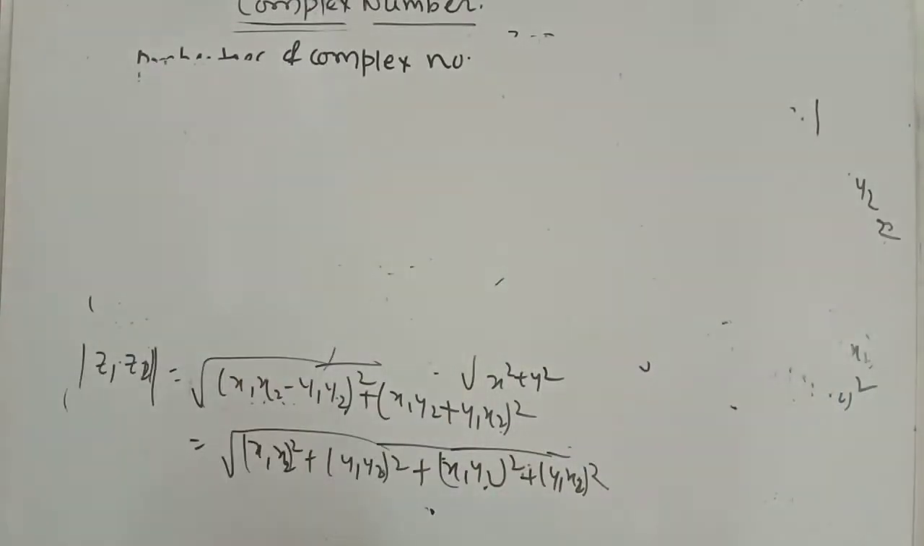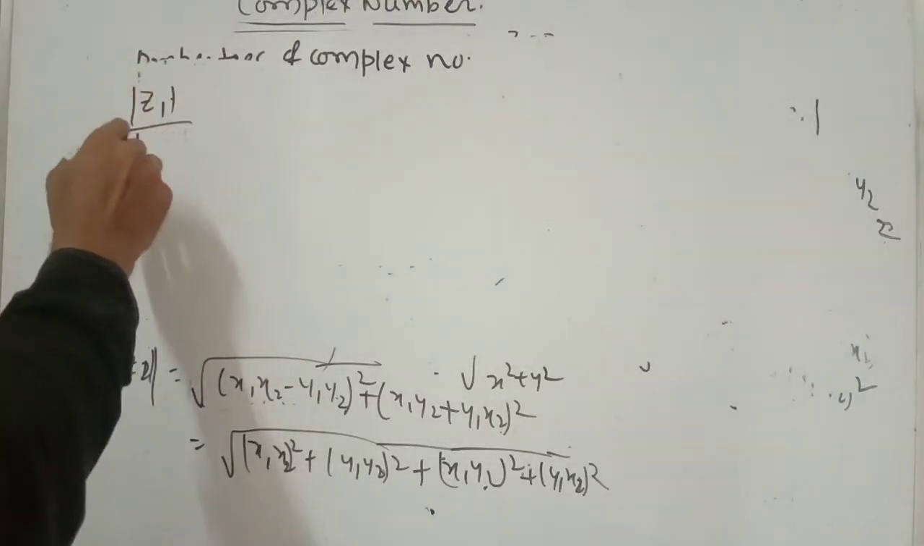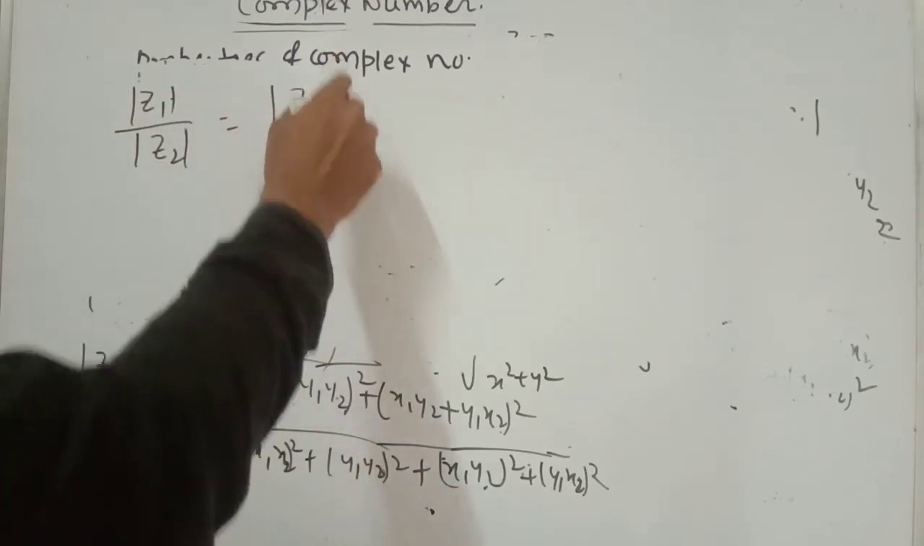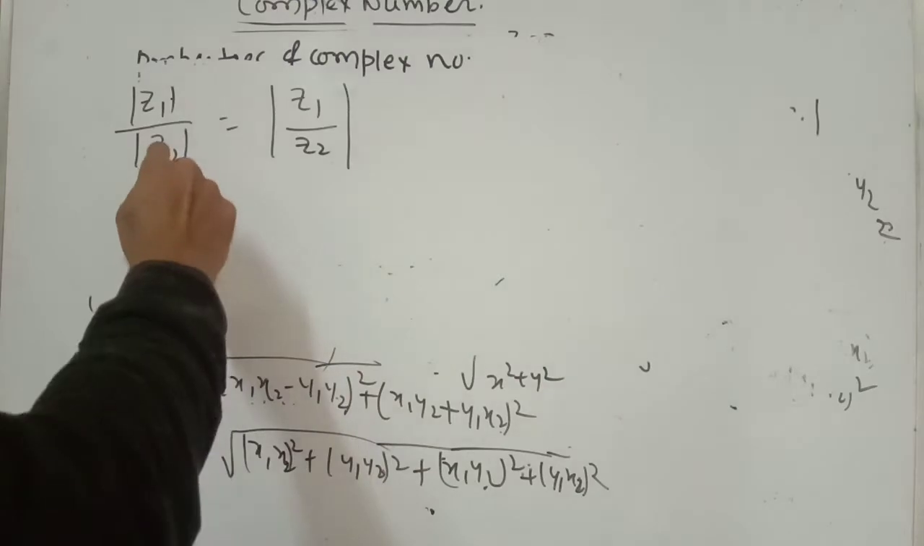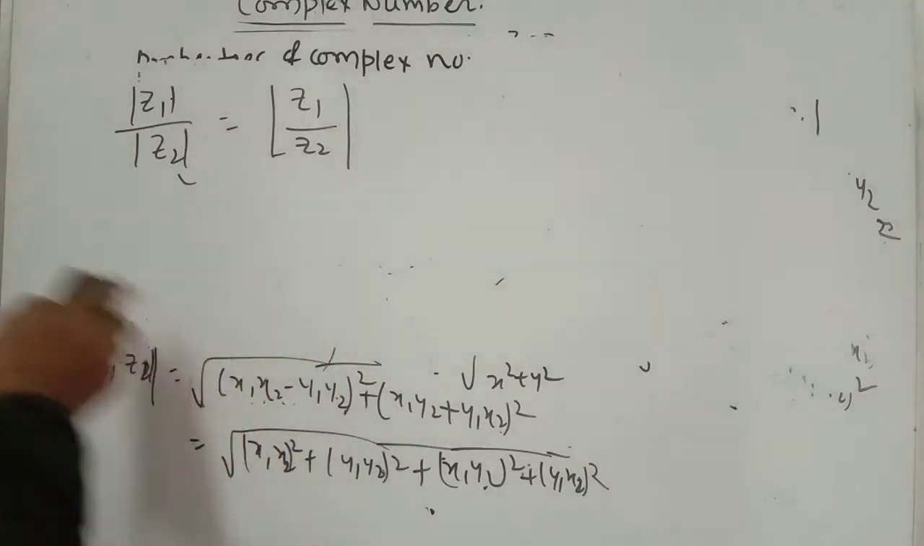Similarly, you can also write the property like this: when you find the modulus of individual complex numbers divided by each other, it will be the same as first dividing the complex numbers and then finding the modulus. Okay, you can also prove it by this method.